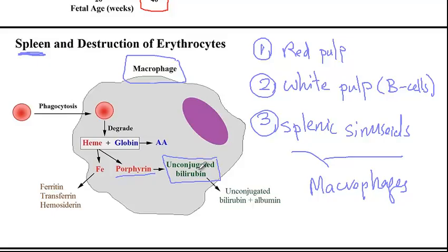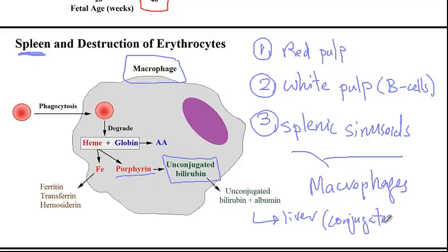And this unconjugated bilirubin is water insoluble. And so in order for it to get transported to the liver, unconjugated bilirubin will bind to albumin, and it gets transported to the liver. And inside the liver, bilirubin becomes conjugated.